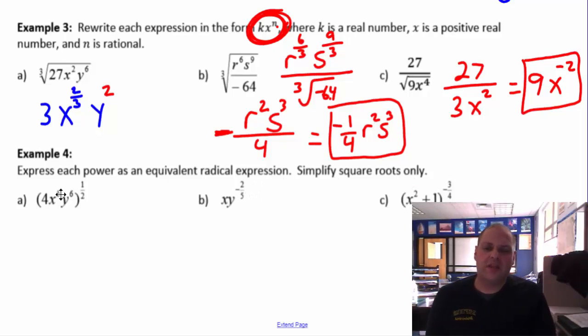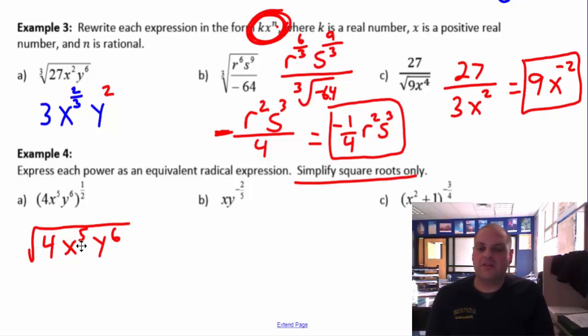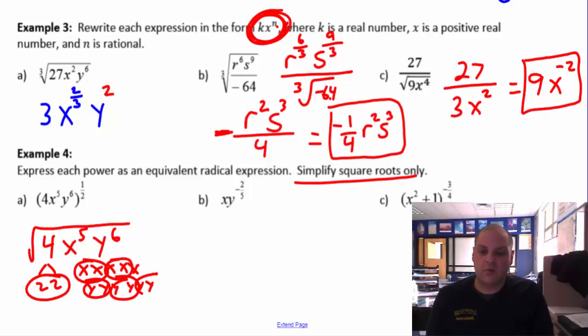All right, and then example 4, we want to write it as an equivalent radical expression. Simplify square roots only. So this is going to be to the 1/2, so it's going to be the square root of 4x to the 5th, y to the 6th. Simplify square roots only, so we are going to simplify this one. Break it down. We already know that's 2. We know this is x, x, x, x, x, and we know y, y, y, y, y, y. So we have a pair of x's, a pair of x's, a pair of y's, a pair of y's, a pair of y's.